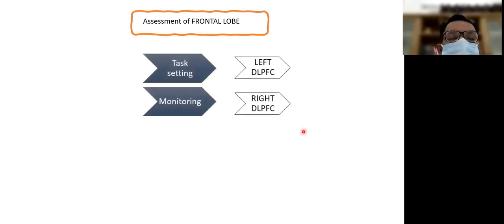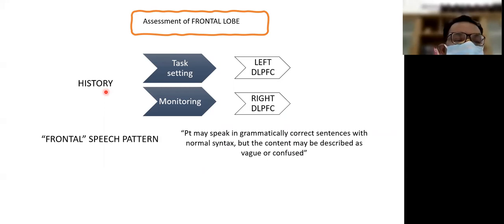Now coming to the other part of the prefrontal cortex: the left DLPFC, which determines task setting, and the right DLPFC, which determines monitoring. Again, as I have discussed, we can get a lot of cues from the history. As I mentioned, patients' guardians will tell you that the patient is not able to carry out routine activities as before, or newer activities as before.